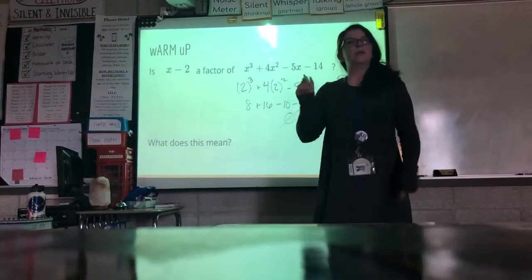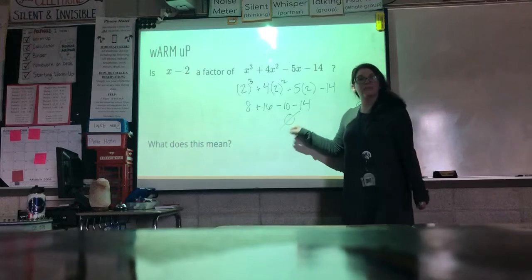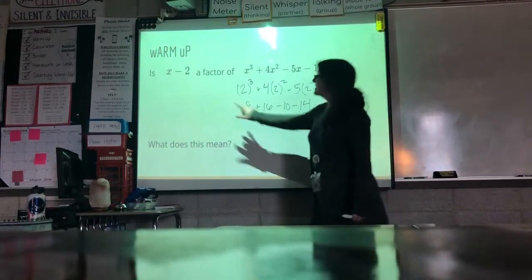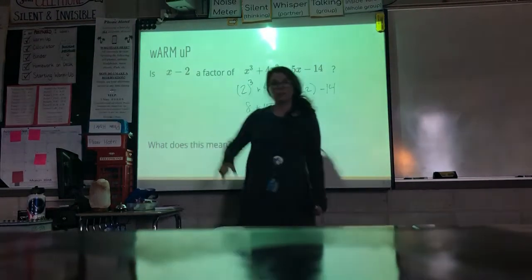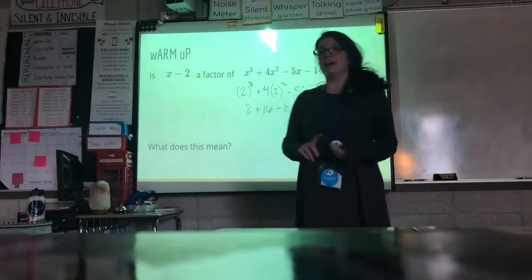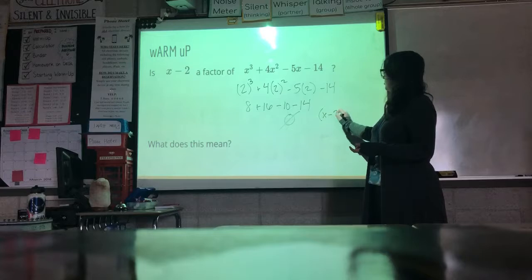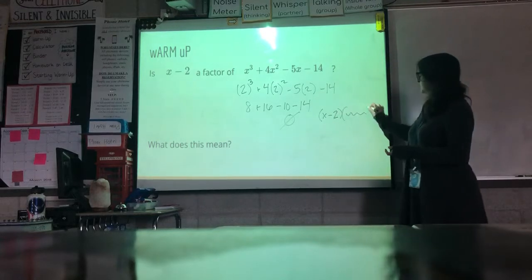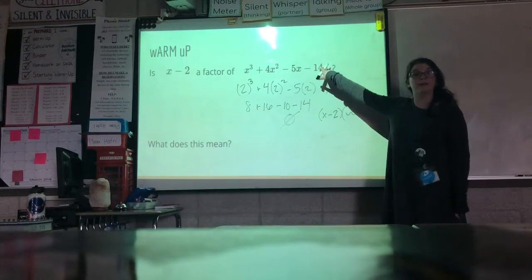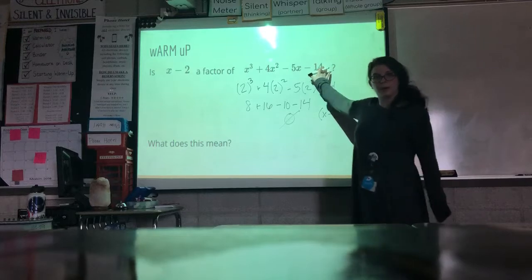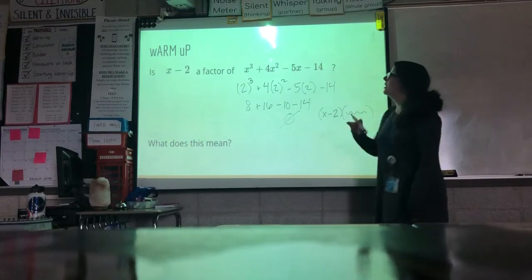What does that mean? When I use the remainder theorem and I get the value of 0, it means that this piece, x minus 2, is a factor of the polynomial. So I could write it as x minus 2 times something will get me this crazy polynomial up here. We'll talk about what that something is going to be in a minute.